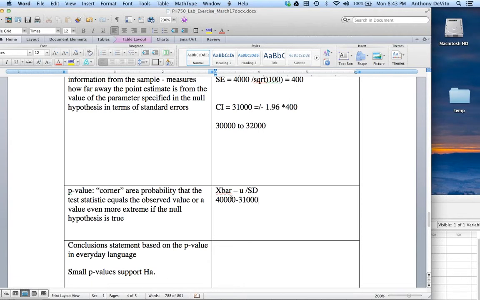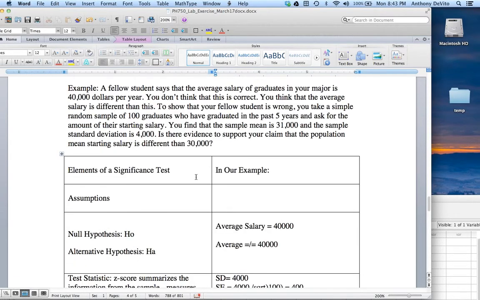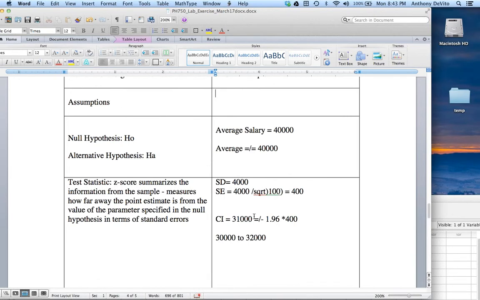It's going to come out to a ridiculous number. I'm going to change this to 38. Okay, and my confidence interval is 37 to 39, roughly, to 39,000. Right? We can still reject the null hypothesis because it's outside of the confidence interval.